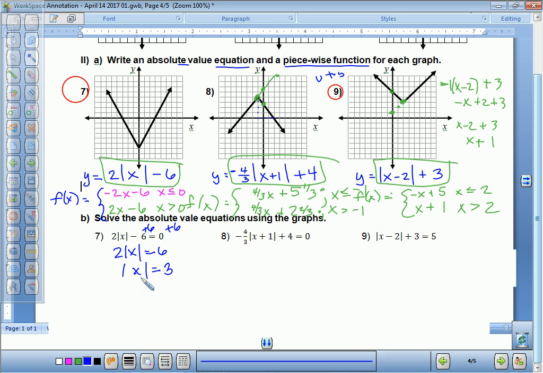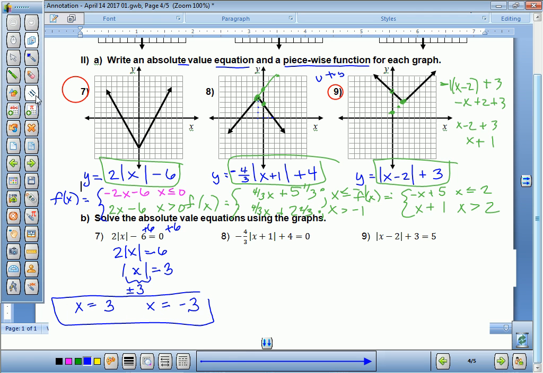Now, what that means is that everything within the absolute value bars either has to equal +3, because the absolute value of +3 is 3, or -3. So we take everything inside the absolute value bars, set it equal to the positive, and set it equal to the negative. Well, in this equation, I'm done. That's all I needed to do. There's nothing else to do to solve. So what are my two solutions? 3 or -3.